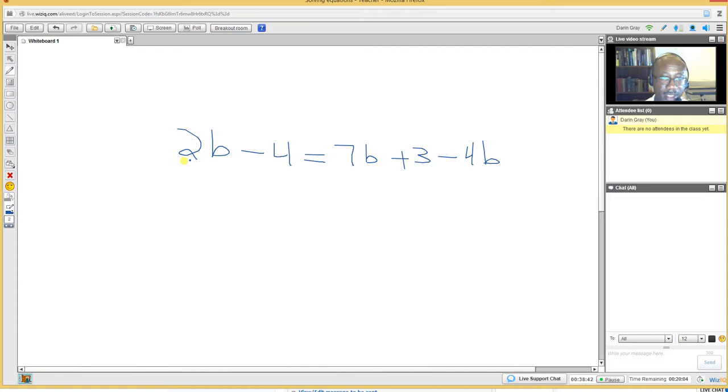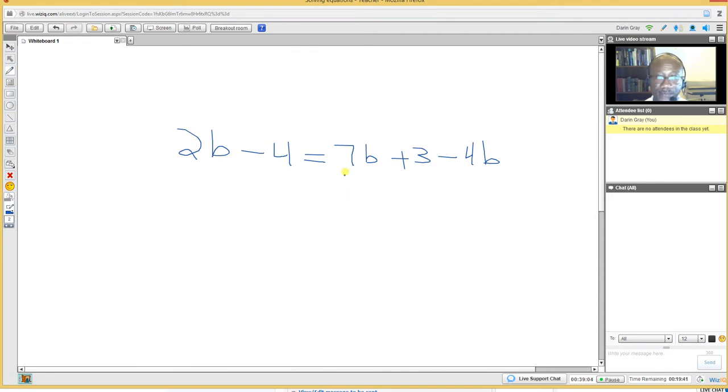First, we look at each side of the equation. Is there anything that we can do to make this simpler? No. 2b and a 4, can't do anything with. Here, on this side, we have a 7b plus 3 minus 4b. We have two values of b on the same side. So if this were an expression, we would simplify it.